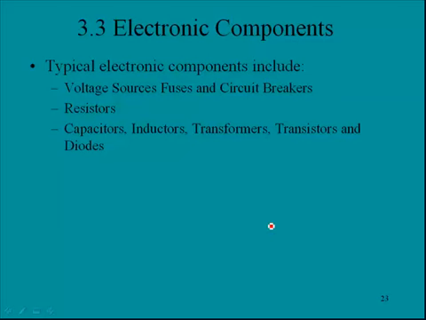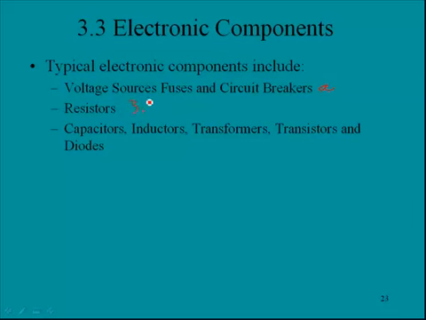We are in section 3.3, electronic components. Typical electronic components include, and we have three groups here. I'm going to be looking at voltage sources, fuses, and circuit breakers, so this will be part A. And then we're going to be looking at resistors in a second section.